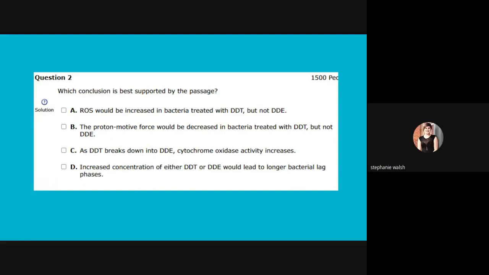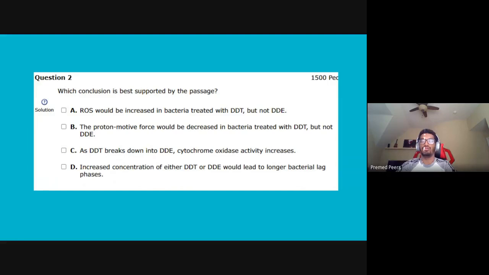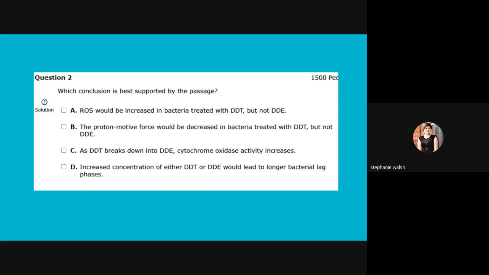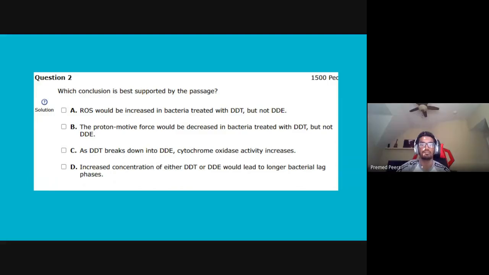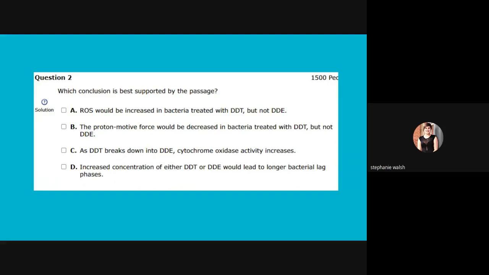The answer is D. Perfect. And do you want to walk us through how you got to the answer choice D? Yeah, because DDT and DDE, they cause the bacteria to grow slower. Mm-hmm. That's at least what I picked up from the passage.